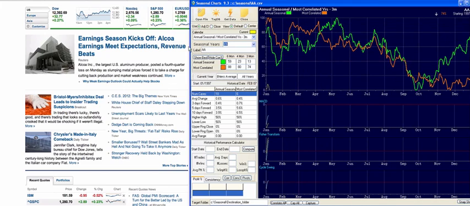And the reason we're looking at Alcoa is because right now it's in the news, and that's how you use our software, and that's what appears in our newsletter every month. These types of charts that you can use for your trading.